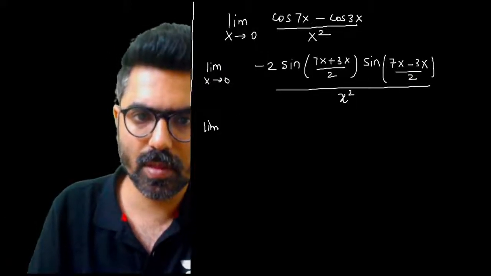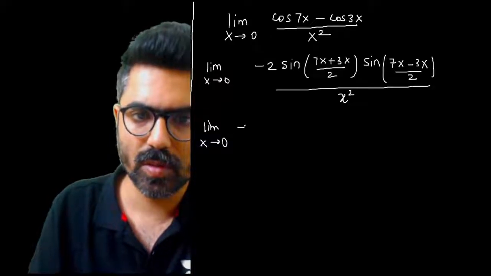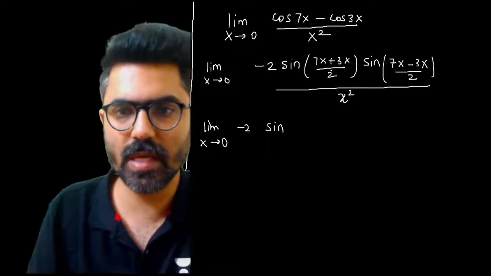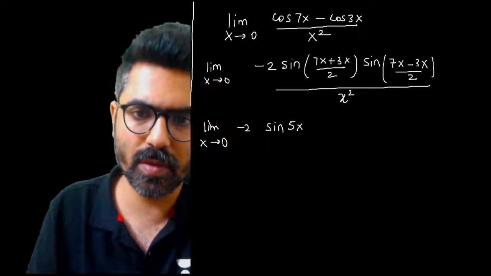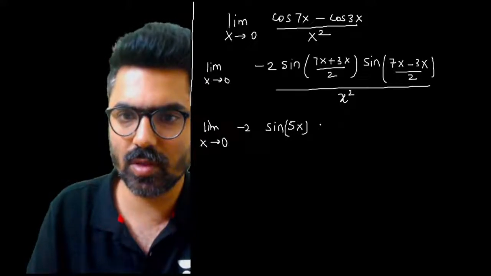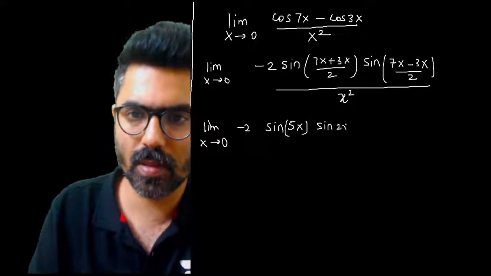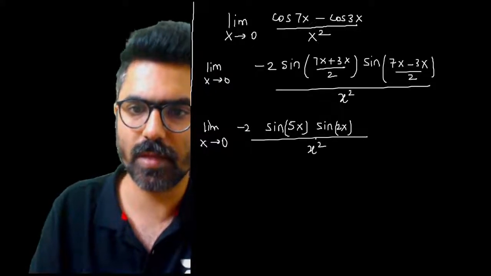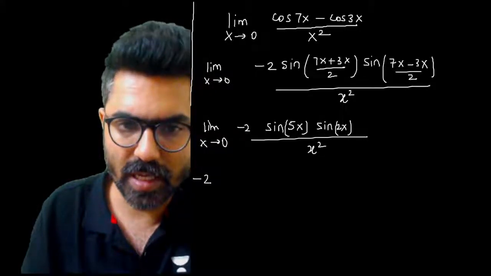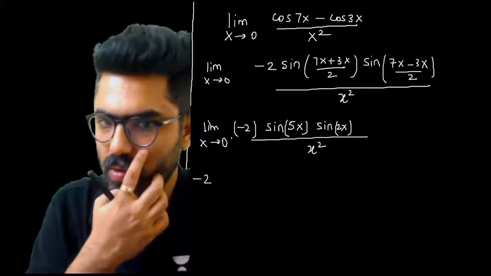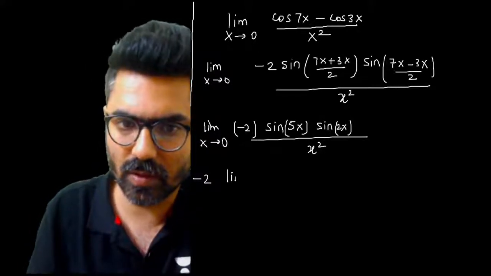Now limit x tends to 0, minus 2. 7x plus 3x is 10x, upon 2 will be 5x. And 7x minus 3x is 4x, so upon 2 will be 2x. And this whole upon x square. This minus 2 is constant and getting multiplied, so we'll take it outside the limit.